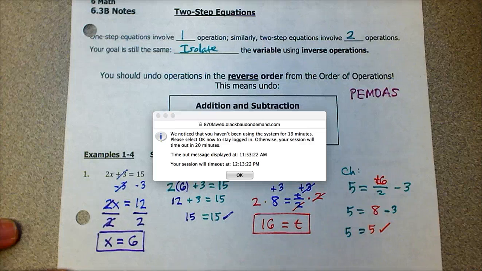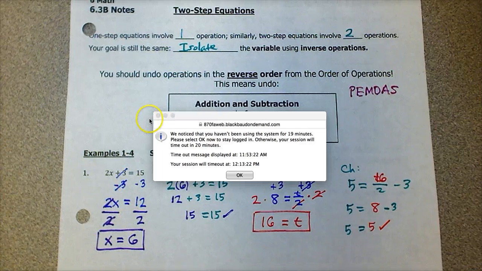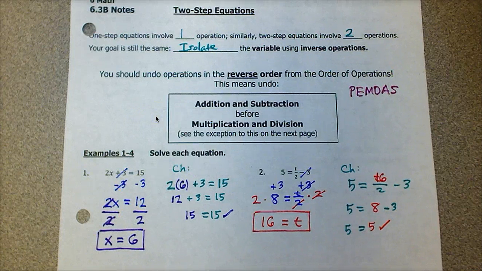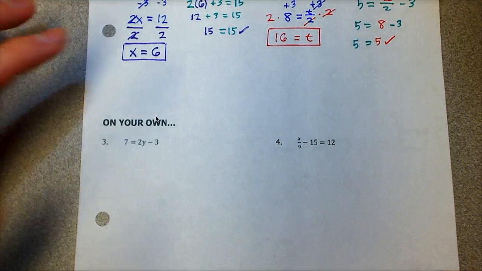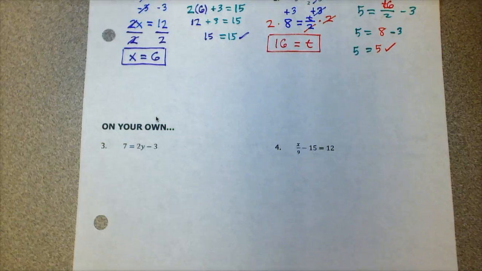Okay, 3 and 4 are on your own equations, so what I want you to do for those is pause the video, and try solving each of those on your own. Also do the checks to see if you're correct, and then once you've done both 3 and 4 on your own, click play to check your answers.